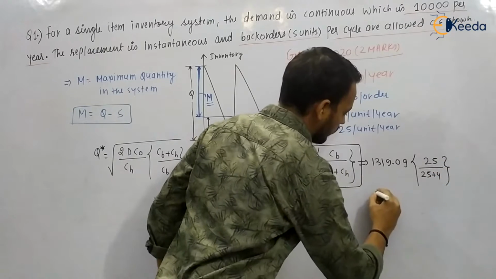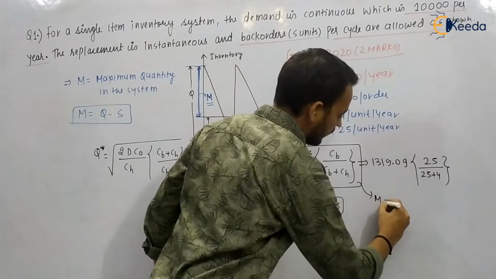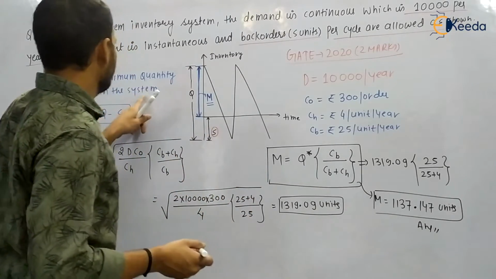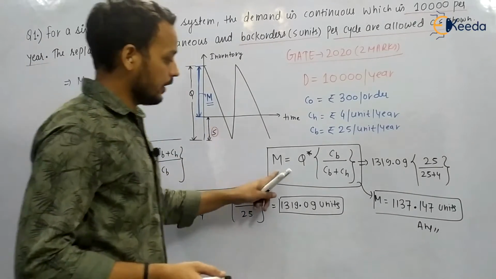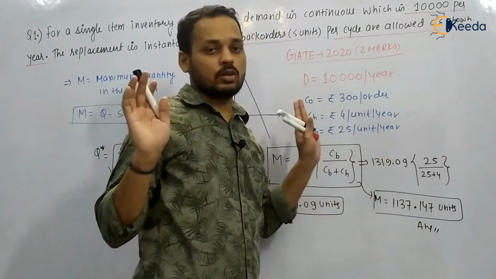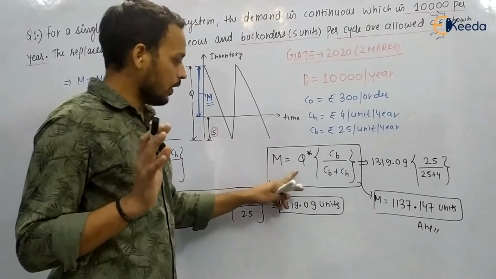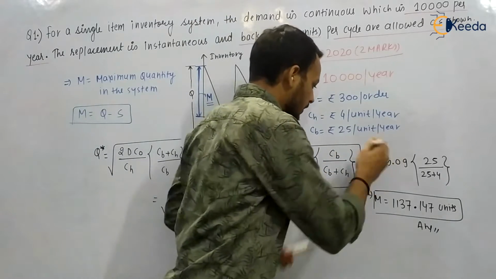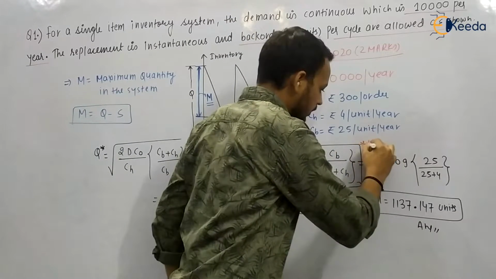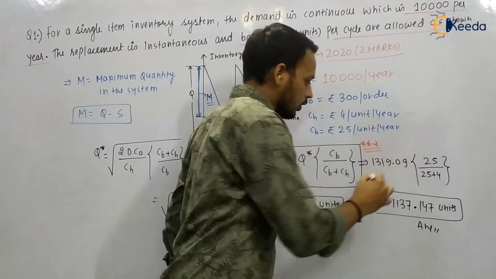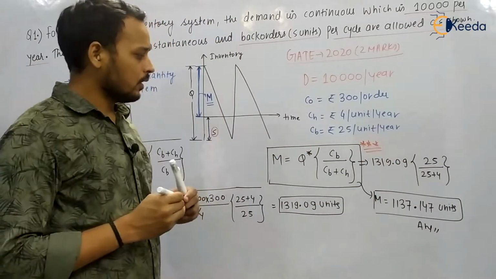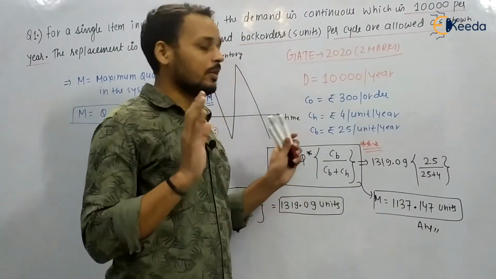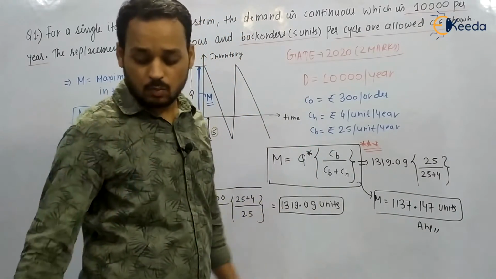So directly you can get the value of M, the maximum inventory reached in the system. M is going to be 1137. You are going to find it with the help of this formula. So you must remember this formula, because in the examination you will not get sufficient time. But if you don't remember the formula, then you have to remember certain steps. You must have read these things in your shortage model.